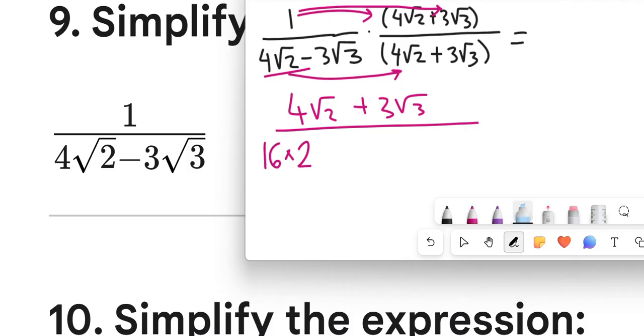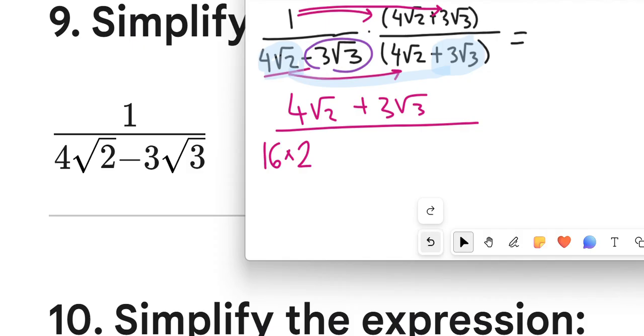Now guys, listen to this. If we have 4 radical 2 multiplied by positive 3 radical 3, and then I have negative 3 radical 3 multiplied by 4 radical 2, they will cancel each other out. Let me write it down so that you can see what I'm talking about. Okay, so first step done.